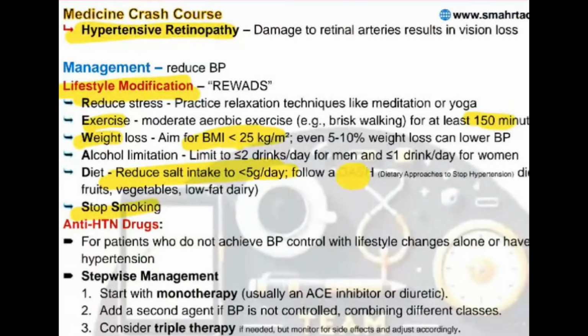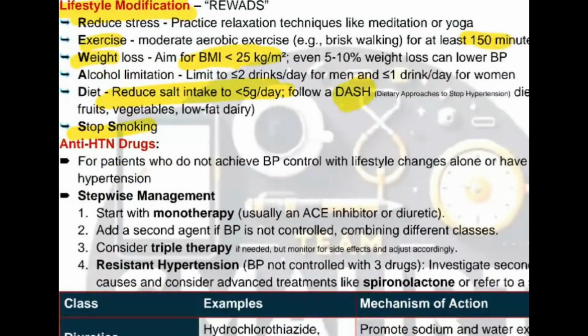Okay. DASH diet. What is the DASH diet? Dietary Approaches to Stop Hypertension. In the DASH diet, what will they give? Fruits, vegetables, low fat dairy products. If even after lifestyle modification the patient's BP is not subsiding, then you start them on antihypertensive drugs.